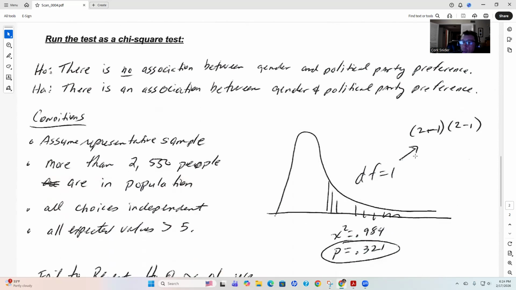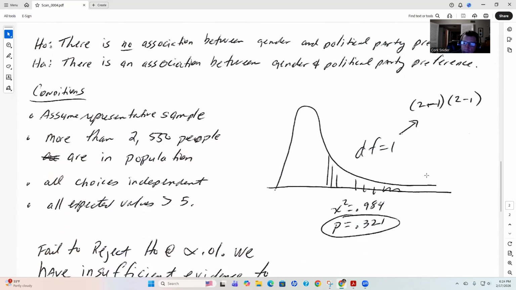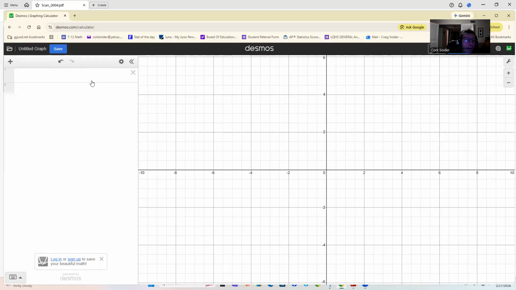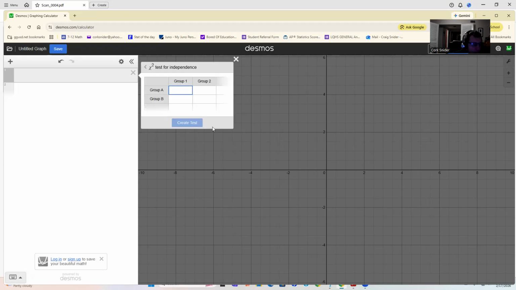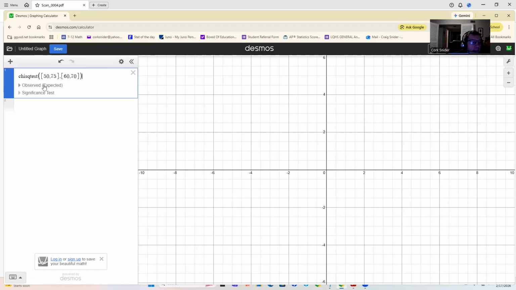Now, the degrees of freedom is 1, 2 minus 1 times 2 minus 1, and the p-value is going to be 0.321. Let's bring in Desmos now, and let's go through how to do this. So here's Desmos. And as you know, we're going to start with the word inference, and then we're going to go chi-square test for independence. And then we're going to type in the observed data. And what's great about this, of course, is it does the expected data for you, which is pretty awesome. 75 and 70. And then you click create test, and you can click on the expected values.